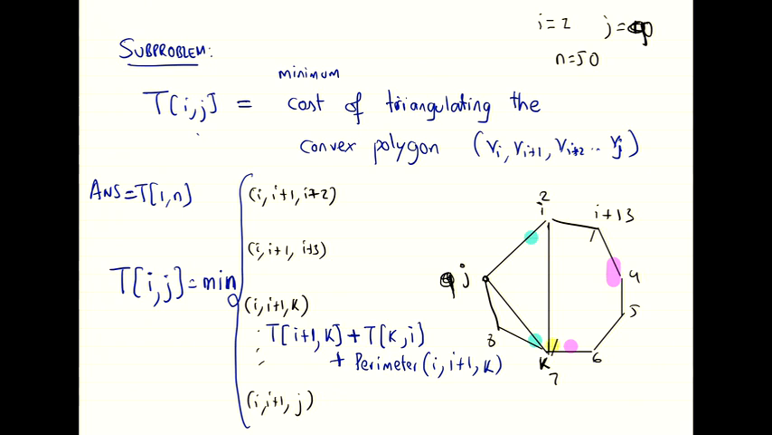So if there's a triangle ijk, then you will break it up into t i to k, and t k to j, sorry, I think it's a mistake here, t k to j, and then you would have the i, j, k triangle. Right? So, okay. All right, yeah.